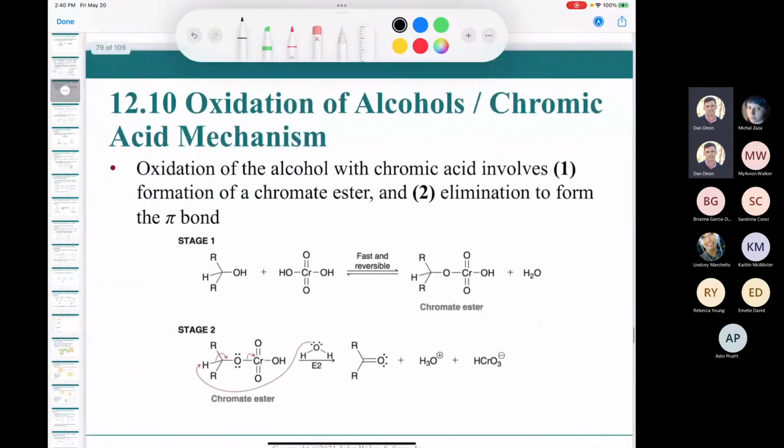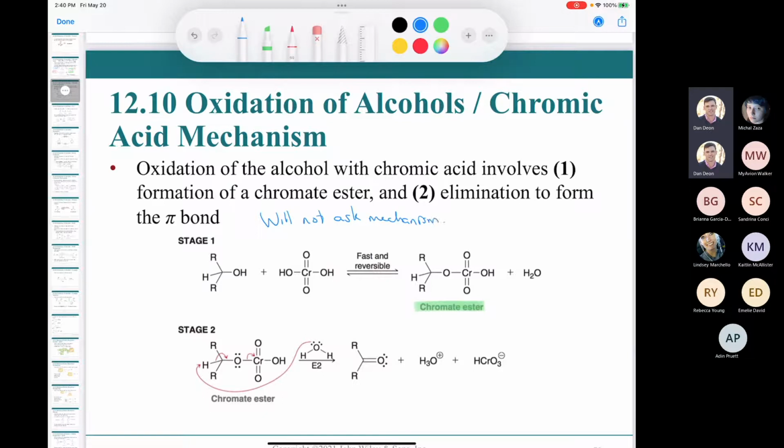Anyhow, let's move on. If we take a look at the mechanism, in the first step, the alcohol combines with the chromic acid to make what's called a chromate ester. Then the chromate ester undergoes an elimination reaction to form the double bond between the carbon and the oxygen. You do not need to know this mechanism. It's something I will not ask, okay? I'll put here, will not ask mechanism.